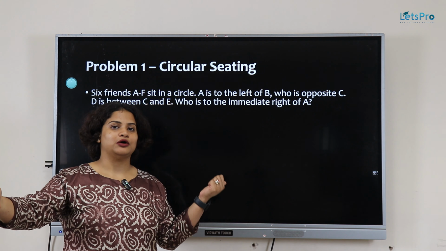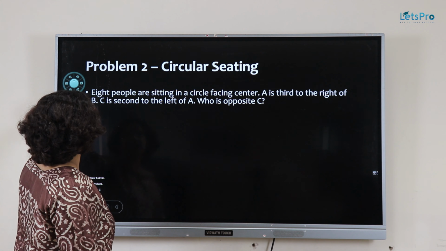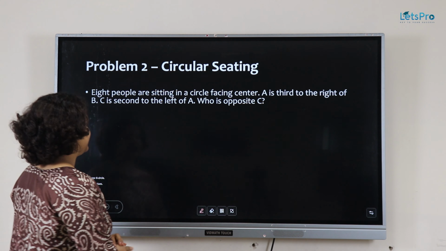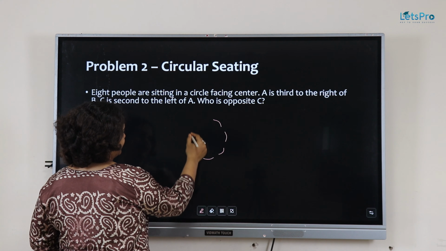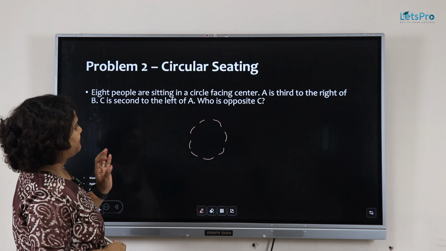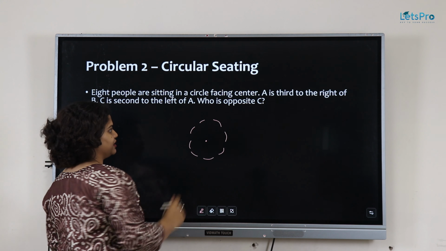So F would have been on the other side, right? Alright, now let's quickly get into the next problem. Here we have 8 people sitting, right? Let's quickly bring 8 chairs, 1, 2, 3, 4, 5, 6, 7 and 8, correct? 8 people are sitting in a circle facing the center. That means they're all facing the center here.